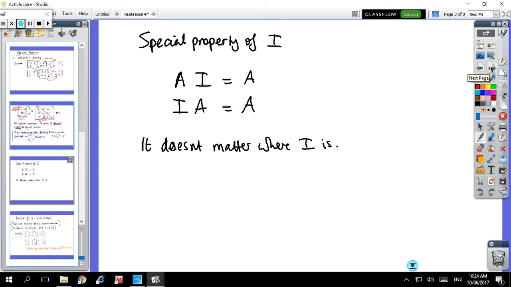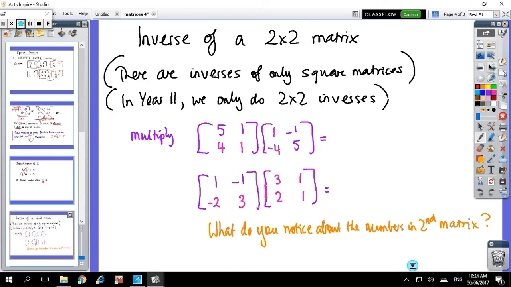Okay, so the special property of the identity matrix is it doesn't matter if it's at the front or the back, you still get the same matrix, and that's what you found when you did the multiply. So it doesn't matter where I is placed, you just get the matrix back again. So copy that and come across.